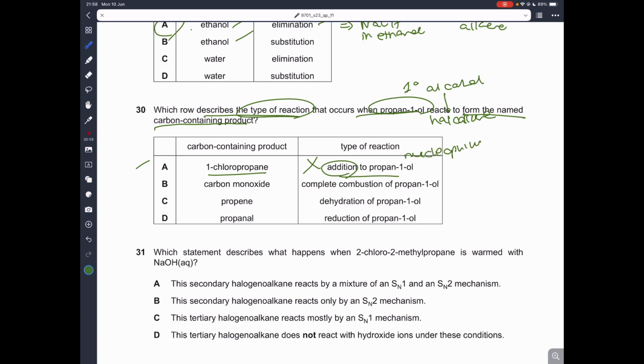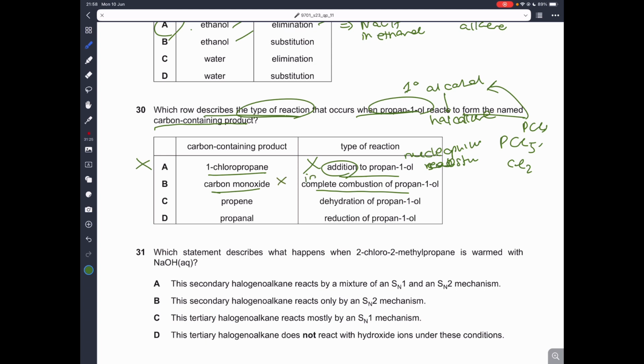You have to react the alcohol with either PCl5, PCl3, or SOCl2 to form haloalkane. So A is not the correct answer. B, carbon monoxide is by complete combustion? No, carbon monoxide is an incomplete combustion. So that's wrong.